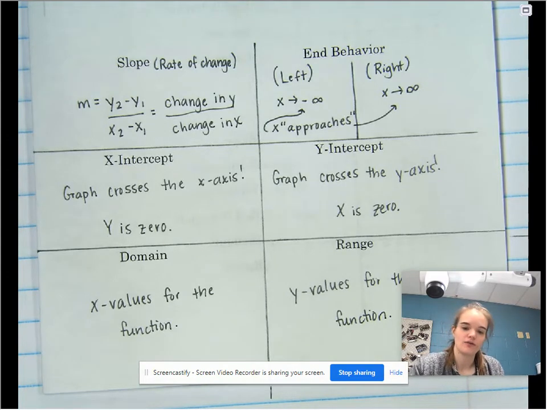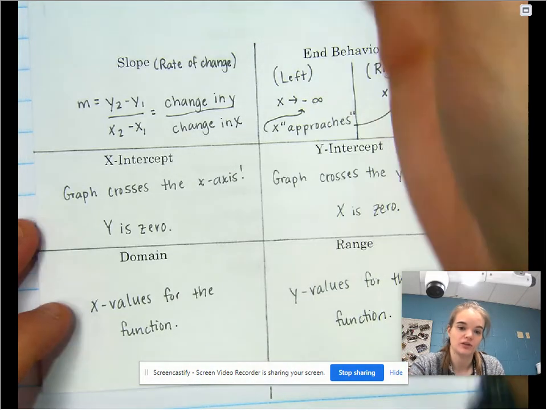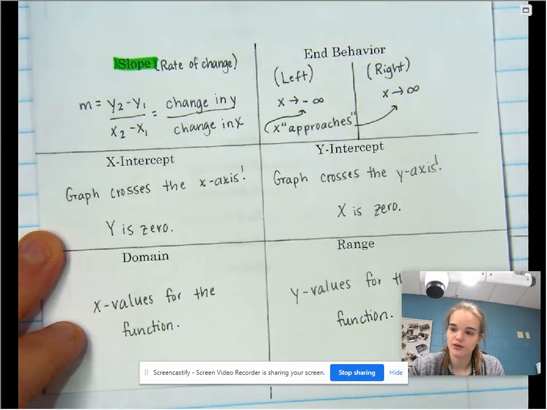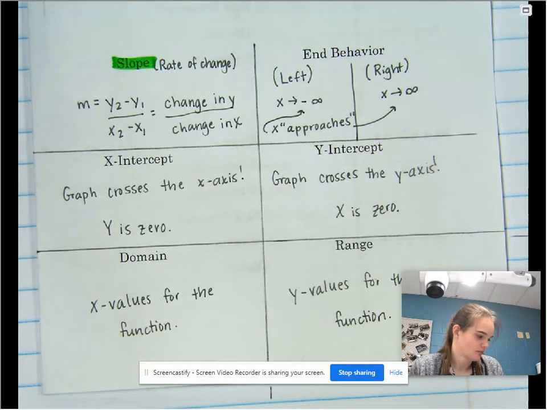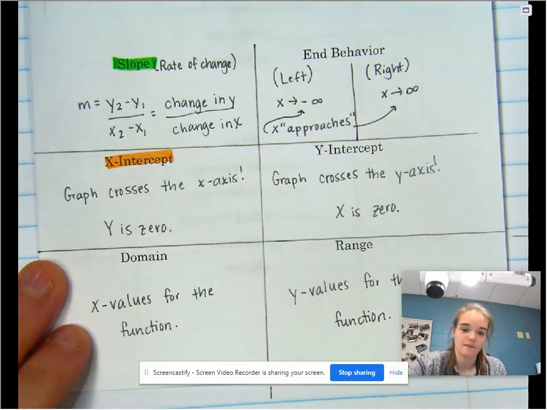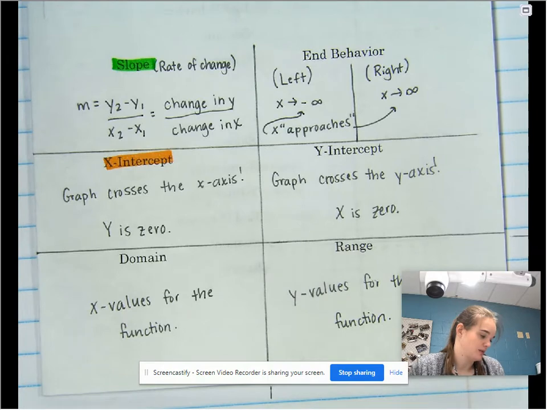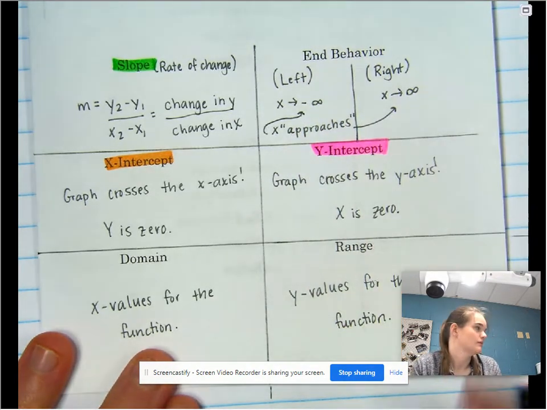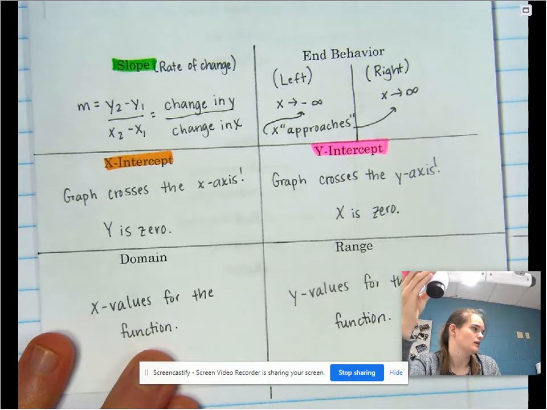Okay? All right, for today's lesson, you're going to need a straight edge. Because this is linear functions, so they're going to be straight lines. We're going to highlight the slope today in green, the x-intercept in orange, the y-intercept in pink. And we're going to do that every single time. Okay? Green, orange, pink.